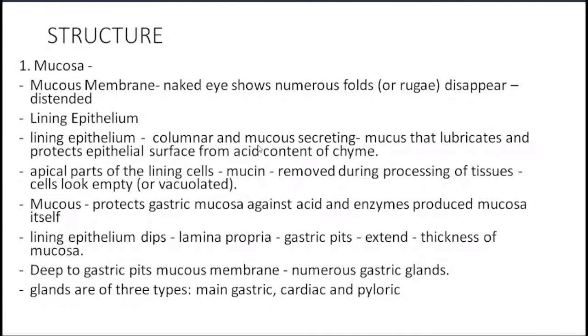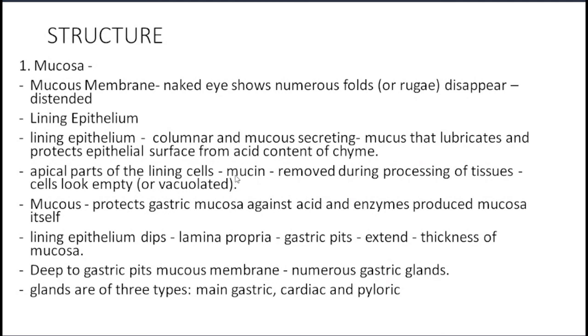When we prepare a slide, that is called processing the tissue. So in the processing of tissue, the mucin in the apical part of the columnar cells of the lining epithelium is washed out. So here the apical portion you will see as an empty appearance, or you can say a vacuolated appearance. Why is this so? Because the mucin is washed out during the processing of the tissue.